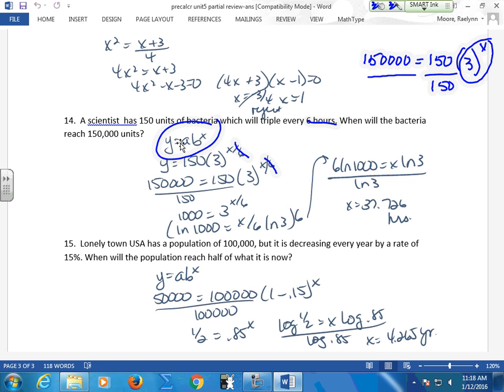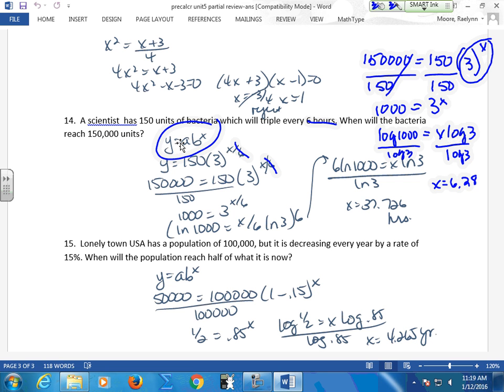So let's get rid of this. 1,000. Now, what should I do to get that x out? Log, good. We'll take the log of 1,000 equals x times the log of 3 and divide by log of 3. And what's x equal to? 6.288 hours. Good. This is by every hour.